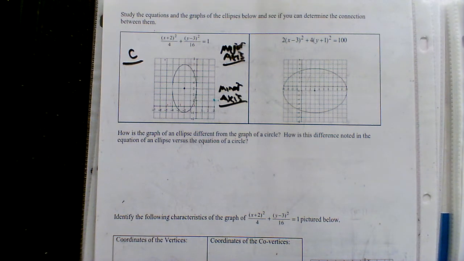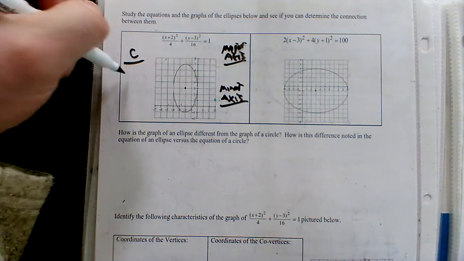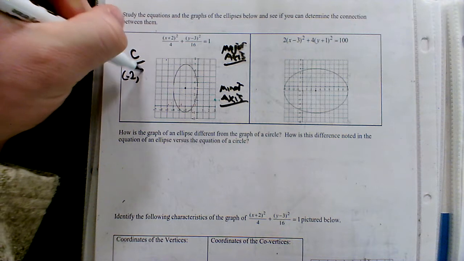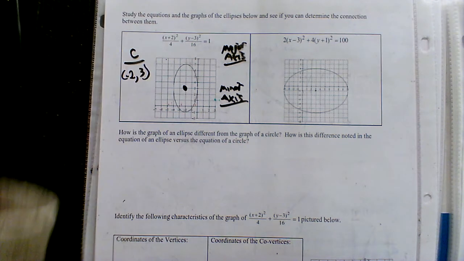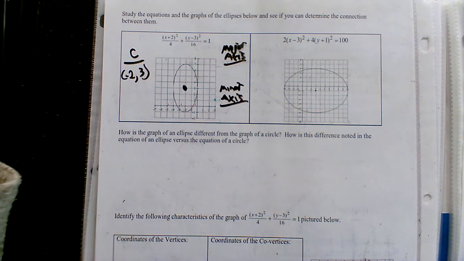Any ideas? Are we able to find the center? Do we see where that comes from? Kind of like the circle, negative 2, 3. It's the opposite, so negative 2, 3. That's our center. What about the major axis? Are you able to figure out how we can calculate the major axis?